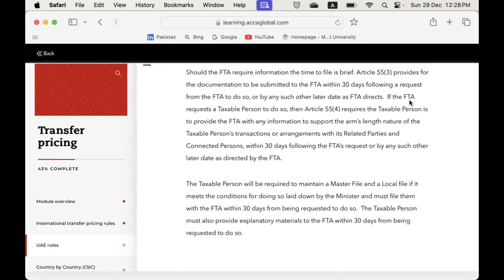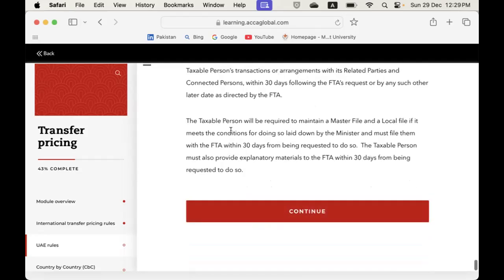That is why, if you remember, we had read earlier about contemporaneous maintaining and updating of the transfer pricing documentation. As soon as a transaction happens, you should update it, update the comparability data and other compliance data for transfer pricing. If the FTA requests a taxable person to do so, Article 55 requires the taxable person to provide the FTA with the information to support the arm's length nature of the transaction or arrangement within 30 days following the FTA's request. A taxable person will be required to maintain the master file and local file if it meets the conditions laid down by the minister, and must file them with the FTA within 30 days.